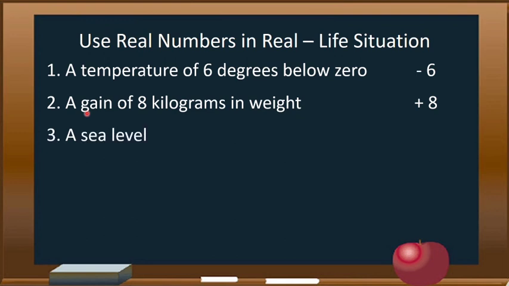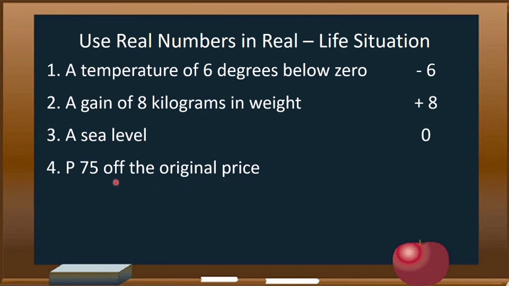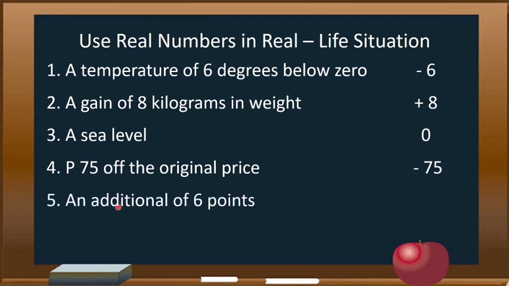Let us have example number 3. So, a sea level. So, when we say a sea level, the expression or the number is 0. Okay, next, we have 75 pesos off the original price. So, this is a discount. So, therefore, we will represent this statement in real numbers as negative 75. Now, let us have example number 5, an additional of 6 points. So, we have this cue word here, additional. So, how are we going to represent it in real numbers? So, it will be positive 6.